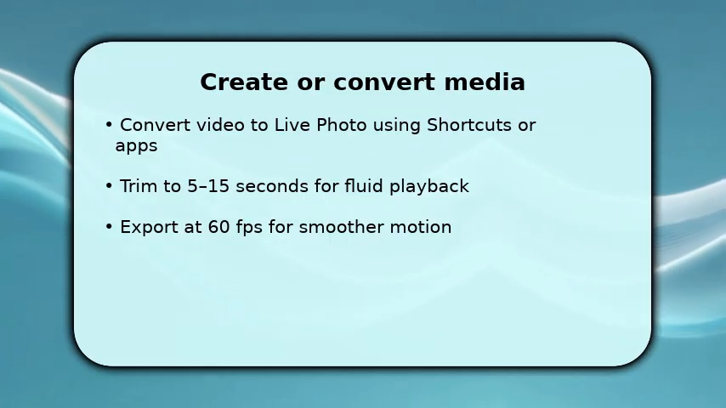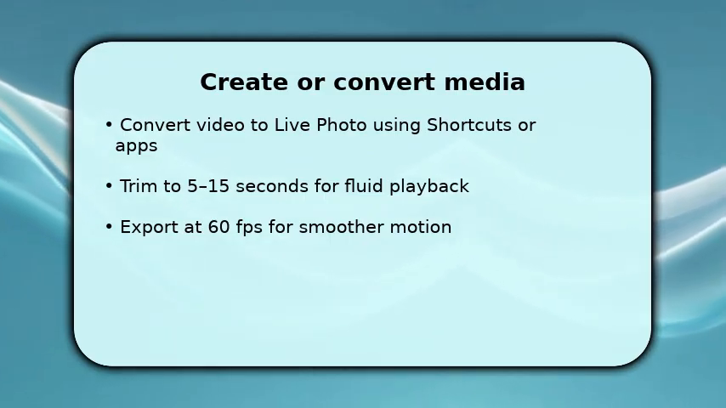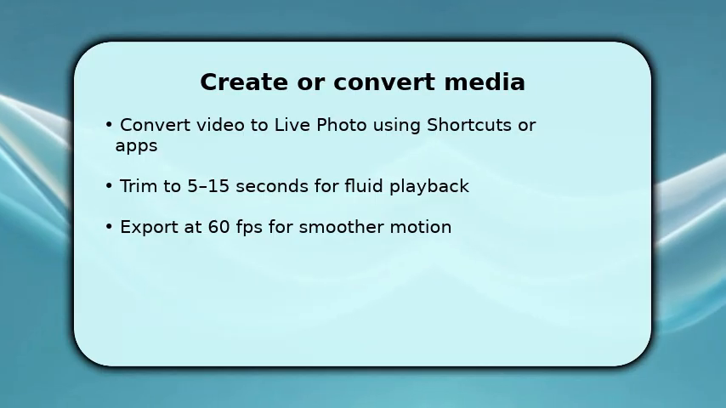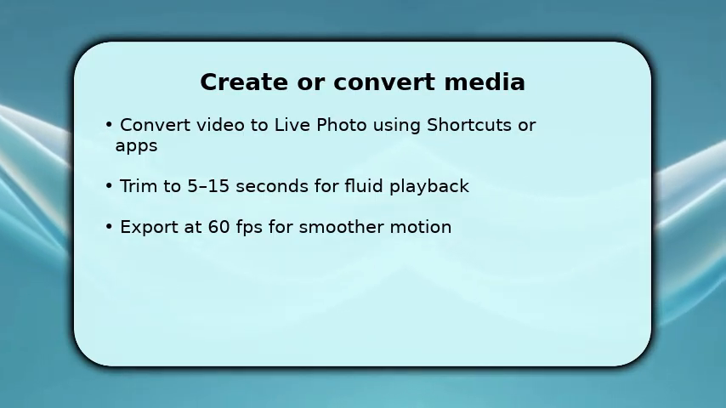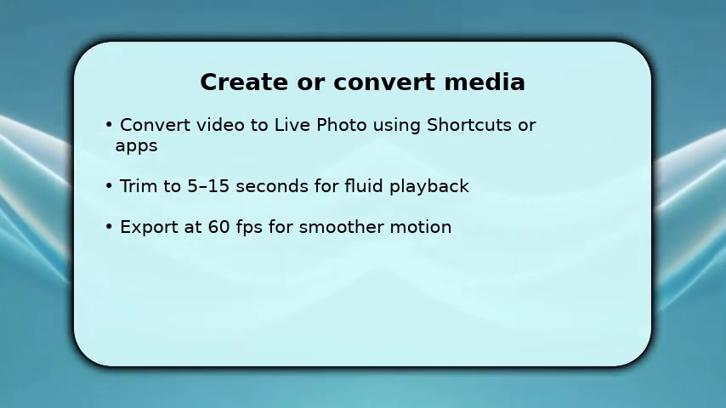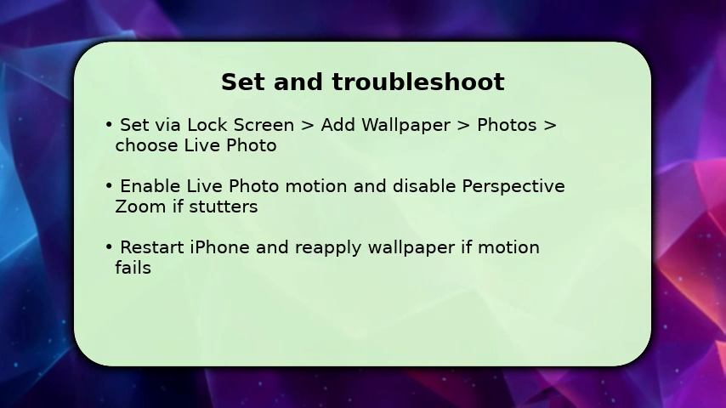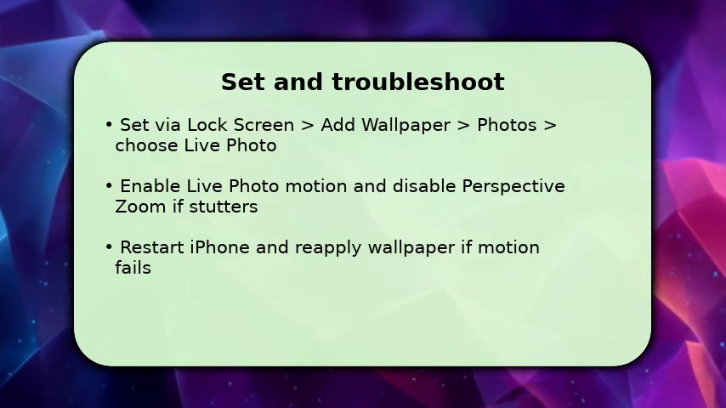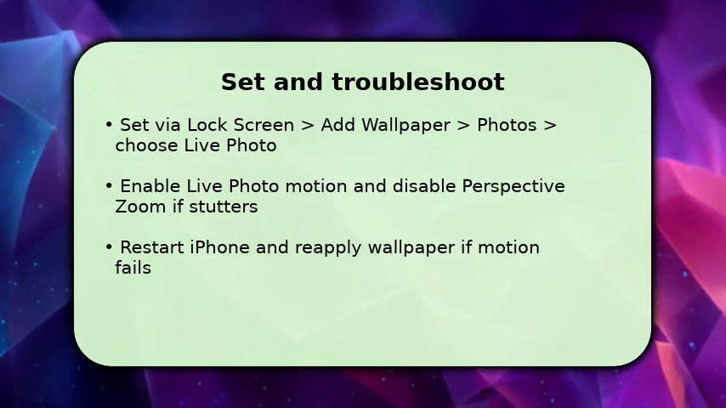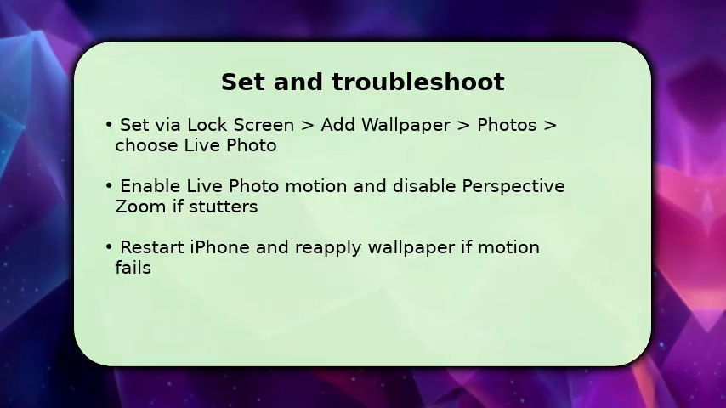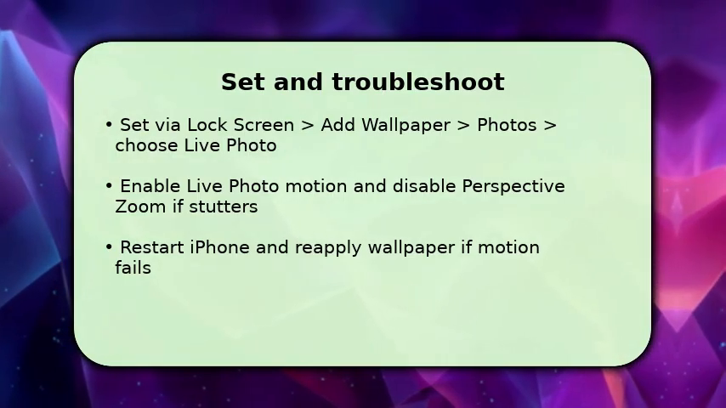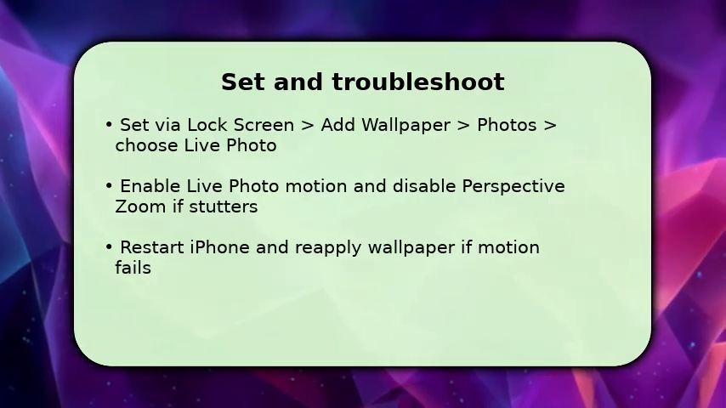Make sure motion looks natural. If needed, repeat trimming until the action reads clearly on the lock screen. You're ready to apply the live photo. Press and hold the lock screen, tap Customize or Add, choose Photos, then select your live photo and enable live photo motion. Make sure perspective zoom is off to avoid cropping and potential stutter.